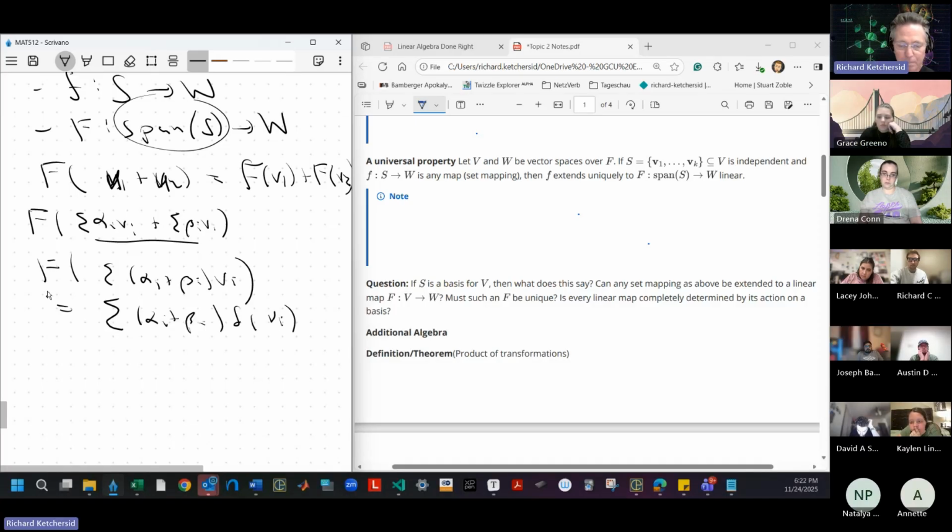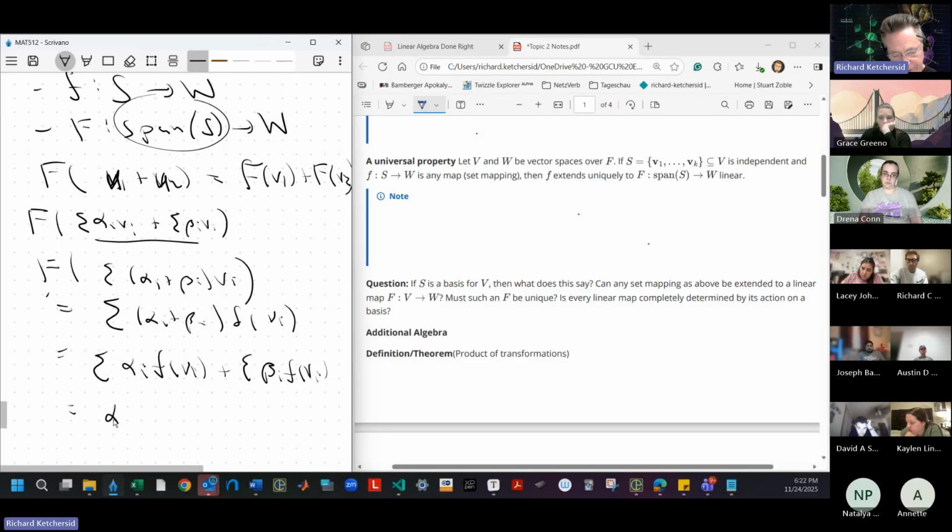That's the definition of this capital F, right? And this is then summation. Now we unpack it in the other direction, summation alpha_i f of v_i, summation beta_i f of v_i. Okay. So we're just using our definition of f in reverse now, or actually we're using our distributivity in reverse now.